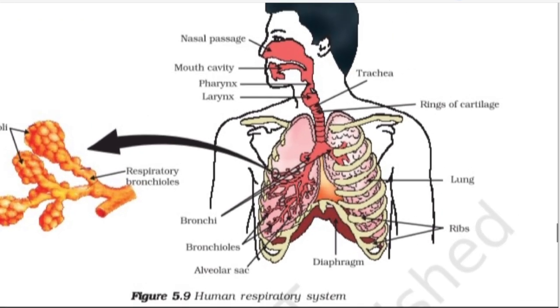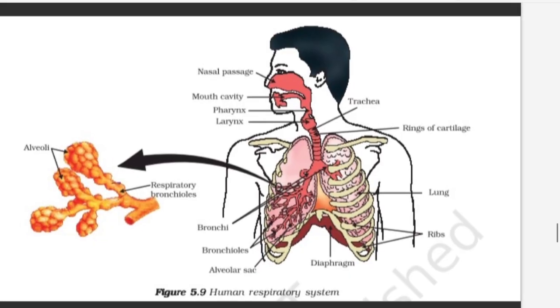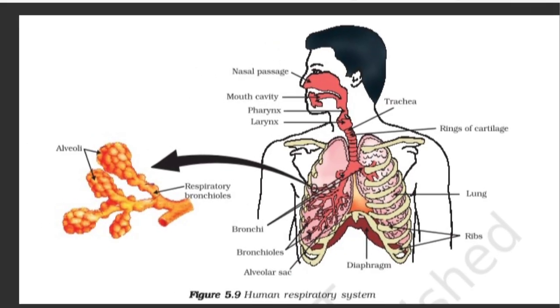So let us see in this picture. So here you can see this is the nostril. So through the nostril oxygen will enter into nasal passage. So this is the nasal passage. From the nasal passage it is going to enter into pharynx. So can you see pharynx here? And then from pharynx it will enter into trachea. So this is the trachea which is present.